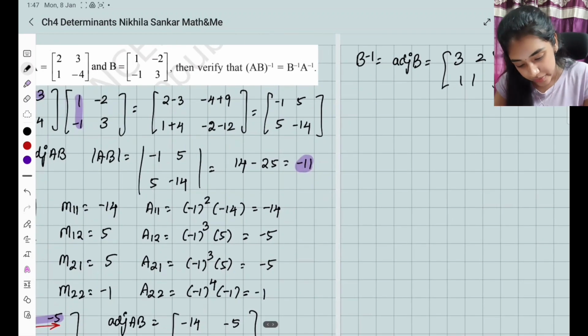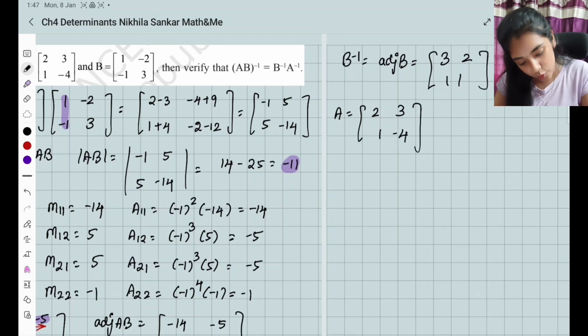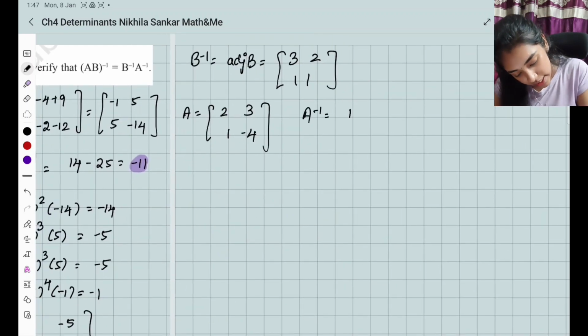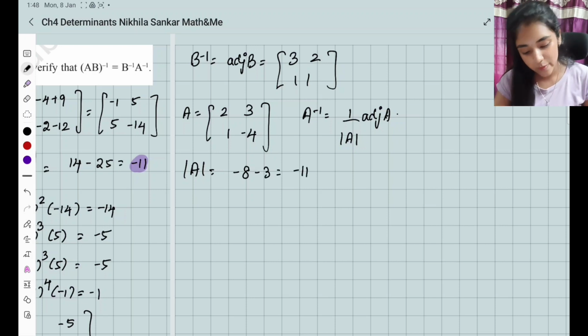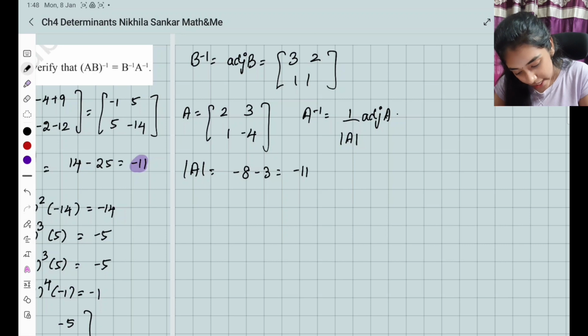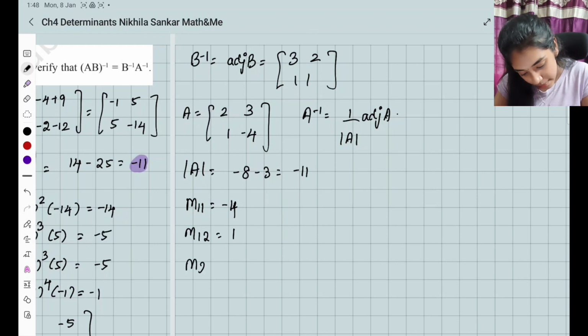What is your A? A is going to be 2, 3, 1, minus 4. Again, A inverse equals 1 by determinant of A times adjoint A. Now what is the determinant of A? The determinant is going to be 4 2s are minus 8, minus 3, which is minus 11. The determinant of A is minus 11. Now can we find the adjoint? For the adjoint of A, M11 is going to be minus 4. M12 is going to be 1. M21 is going to be 3. M22 is going to be 2.